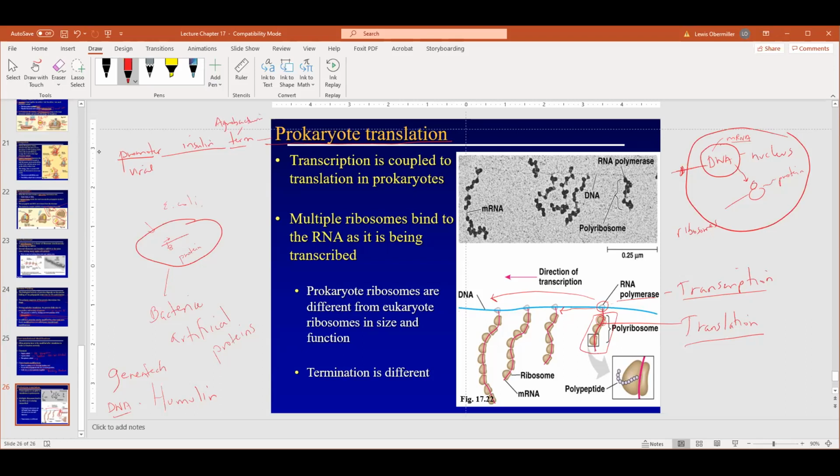Because they didn't want to make an insulin that would be read past where it's supposed to stop, because it would make another protein, and then you would inject that into people and it could kill them. So the FDA required a strong terminator, and that's what they did.